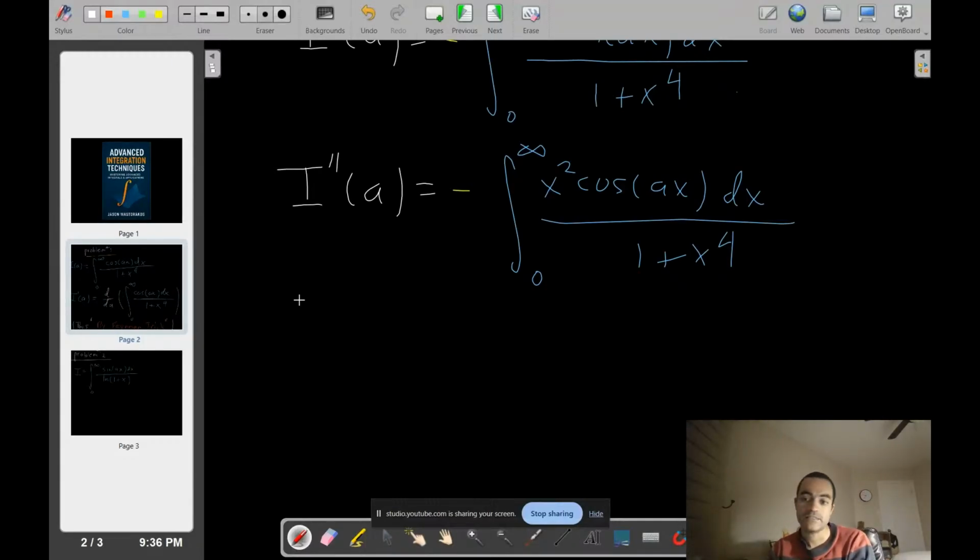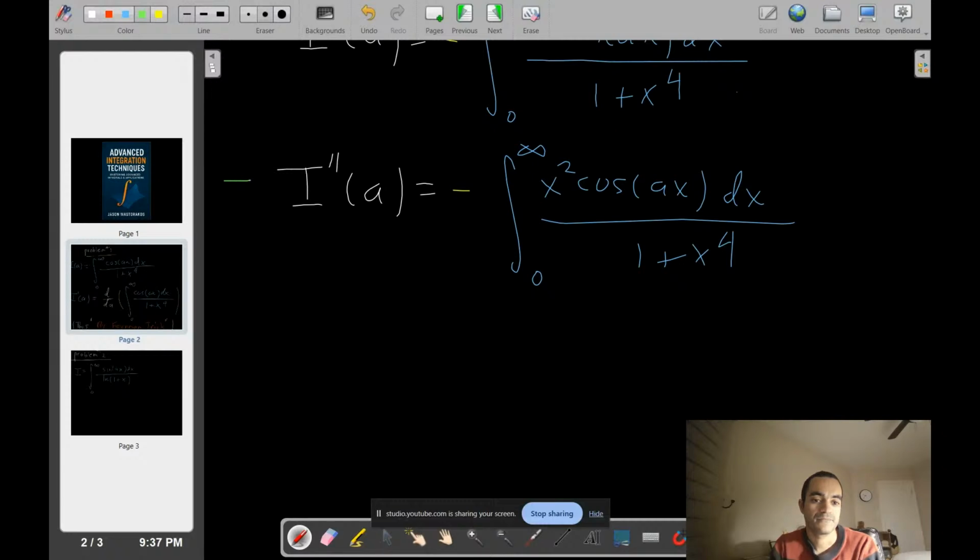Anyone have ideas of how we can go past this? How can we get past this nasty integral? Because you have to admit, it is nasty. Right down here, this is where we're having our issue.